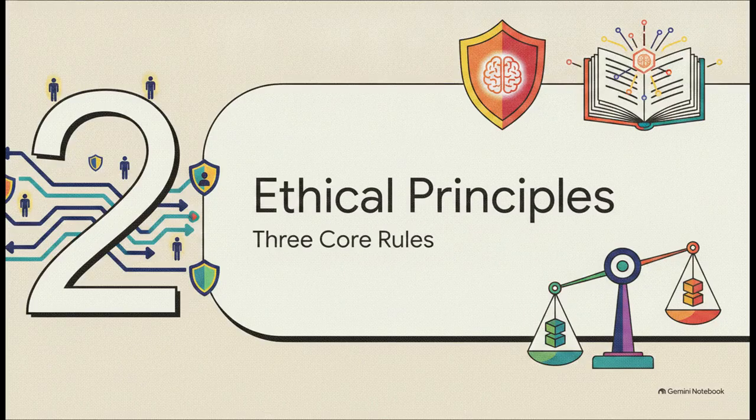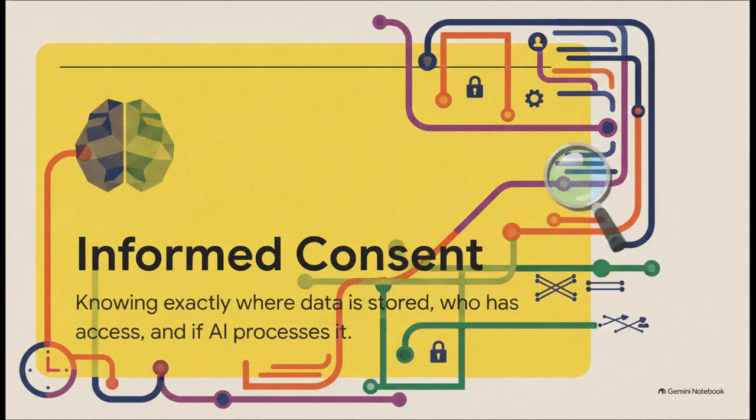Moving right along to Section 2, 3 core ethical principles. So, how do we actually protect our participants in a world where data travels so far and so incredibly fast? Think of these next concepts as your absolute best weapons against those modern pipeline risks. The first principle is genuinely informed consent. Notice that word genuinely.